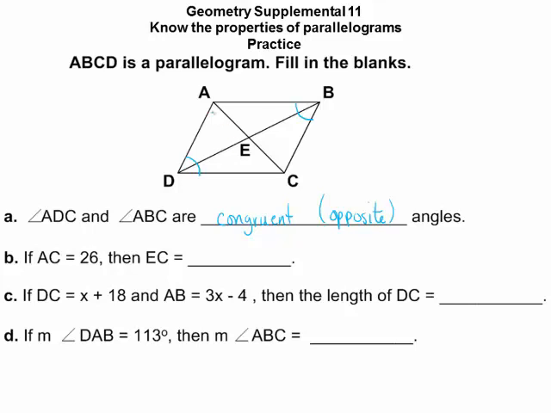If AC, that's this whole part right here, is equal to 26, EC is how long? Yeah, we're going to take 26, divide it by 2, and that gives us 13.